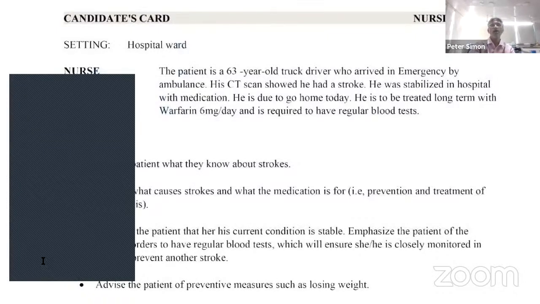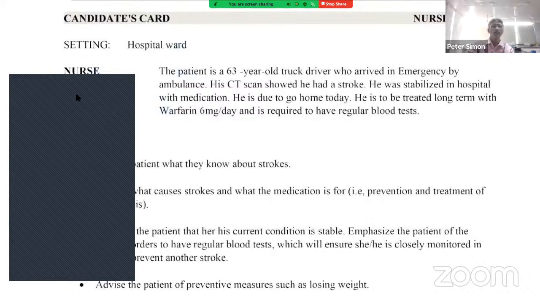And what is the quantity of medication? How many times a day? Is it daily medication or weekly medication or twice daily? What is the duration and how much medication? Daily. Okay. How much medication? So 6 milligrams per day. Okay, fine.